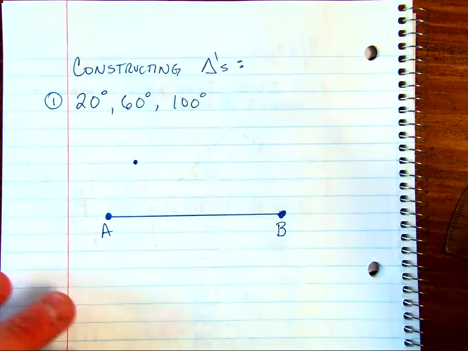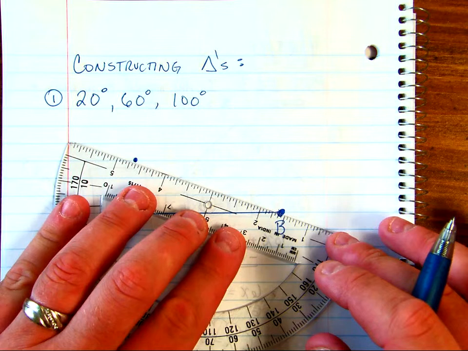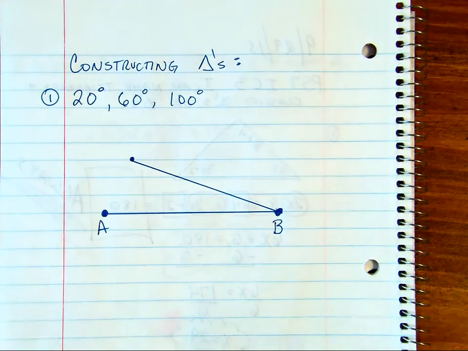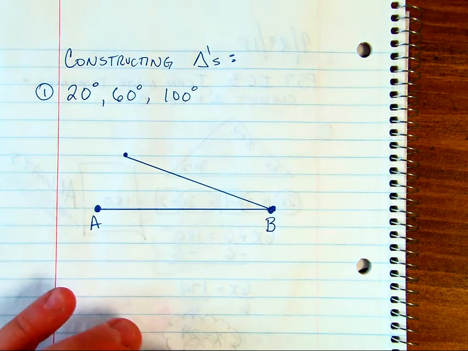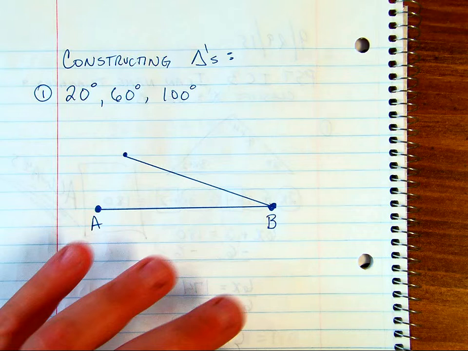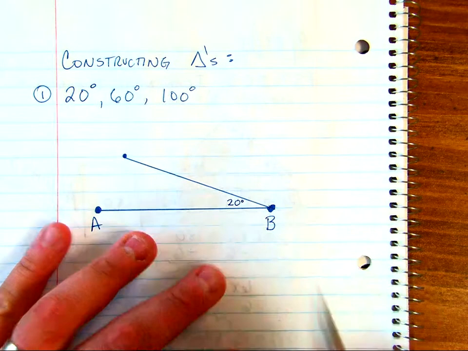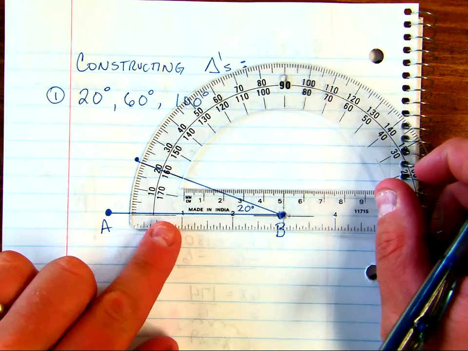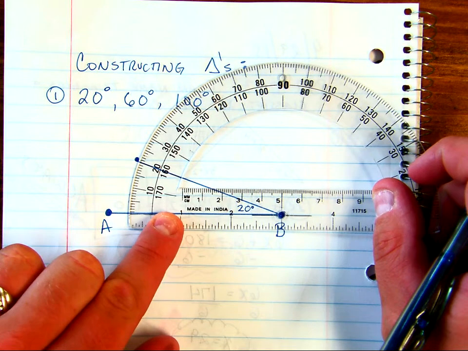Now, when we connect these, how many degrees is this angle? 20. We just constructed that. That's 20 degrees. So we can put 20 degrees in there. And if you want to go back and make sure it's 20 degrees, go ahead. Use your protractor. Bam, right there. How many degrees is that? 20.